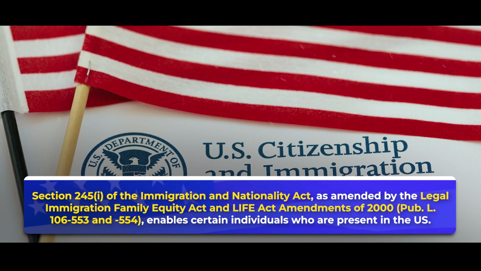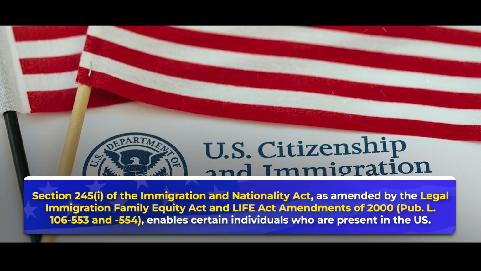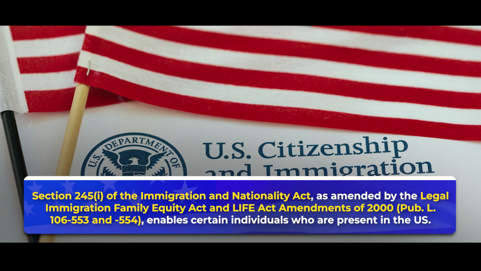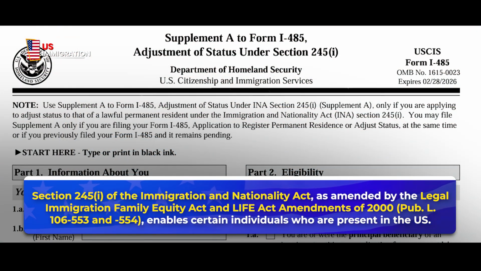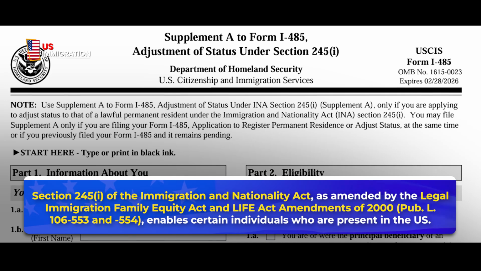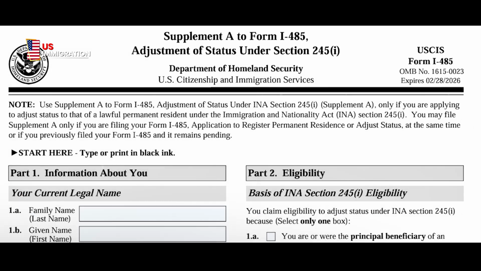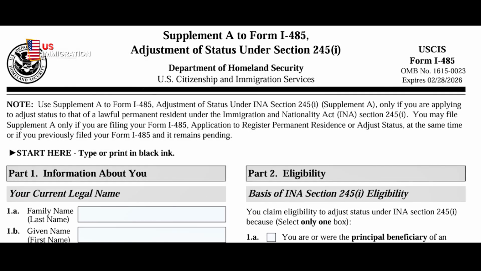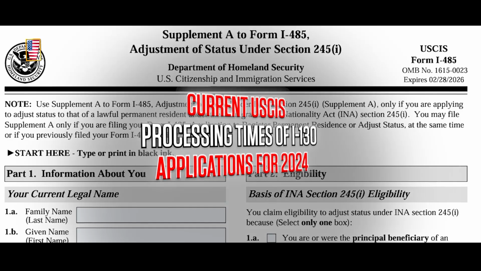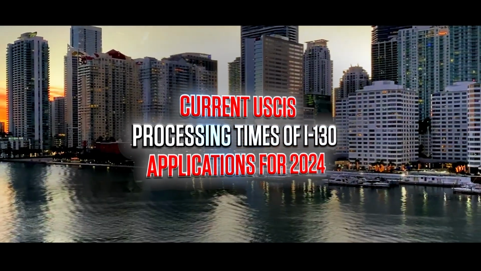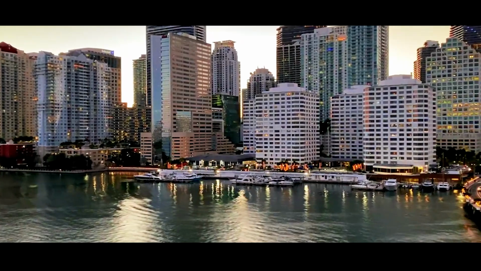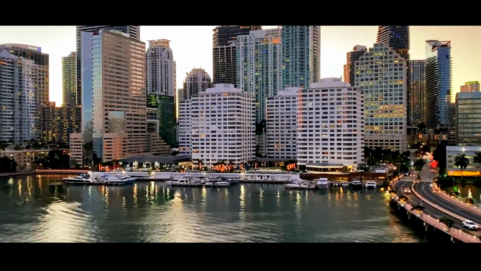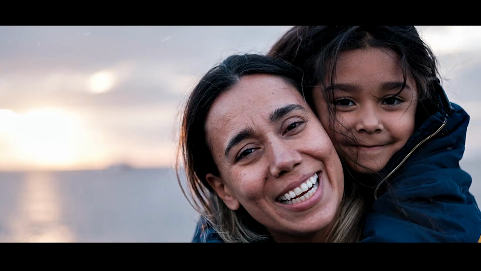Section 245(i) of the Immigration and Nationality Act, as amended by the Legal Immigration Family Equity Act and LIFE Act Amendments of 2000, Pub. L. 106-553 and 106-554, enables certain individuals who are present in the United States and would not normally qualify to apply for adjustment of status in the United States to obtain lawful permanent residence, a green card, regardless of the manner they entered the United States, working in the United States without authorization, or failing to continuously maintain lawful status since entry.